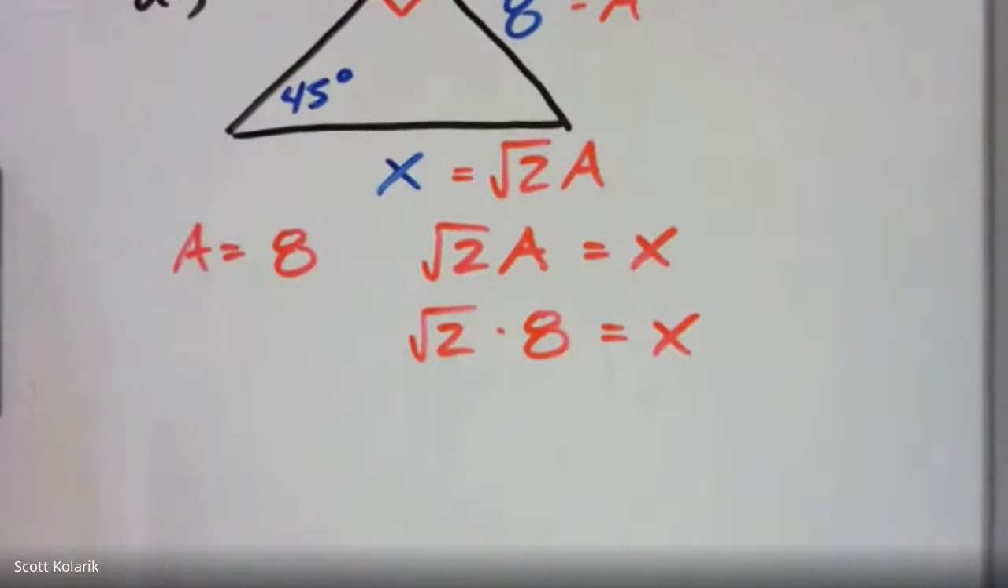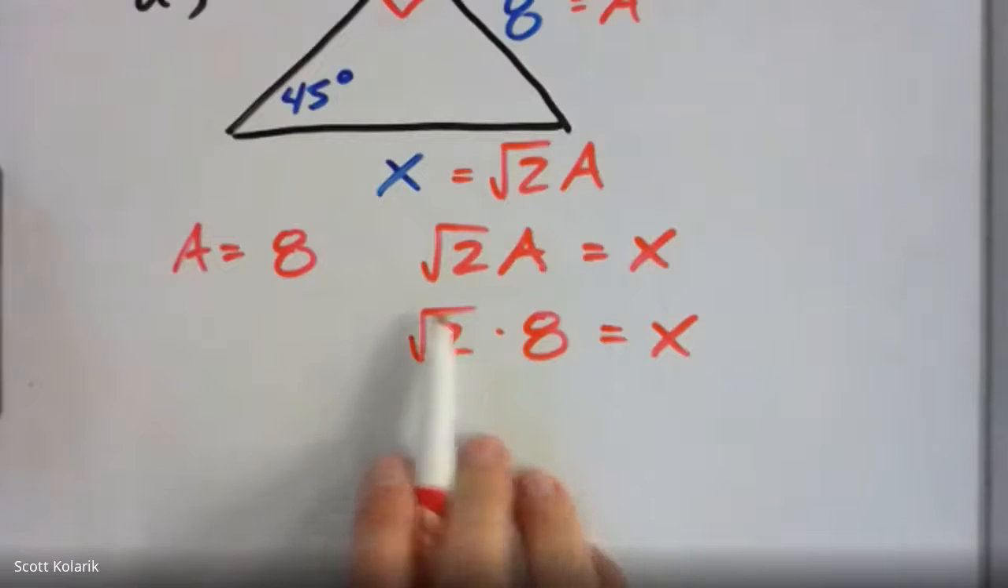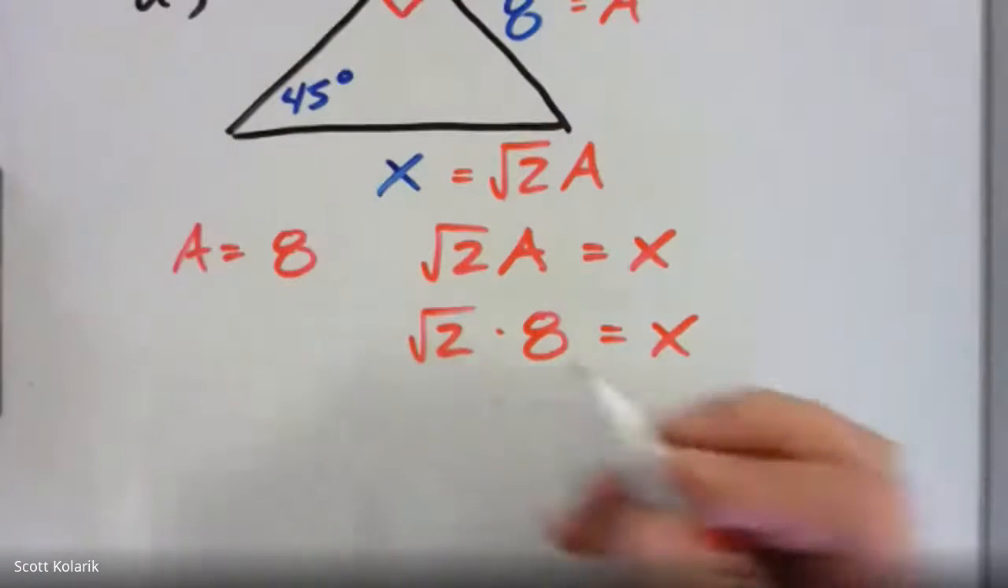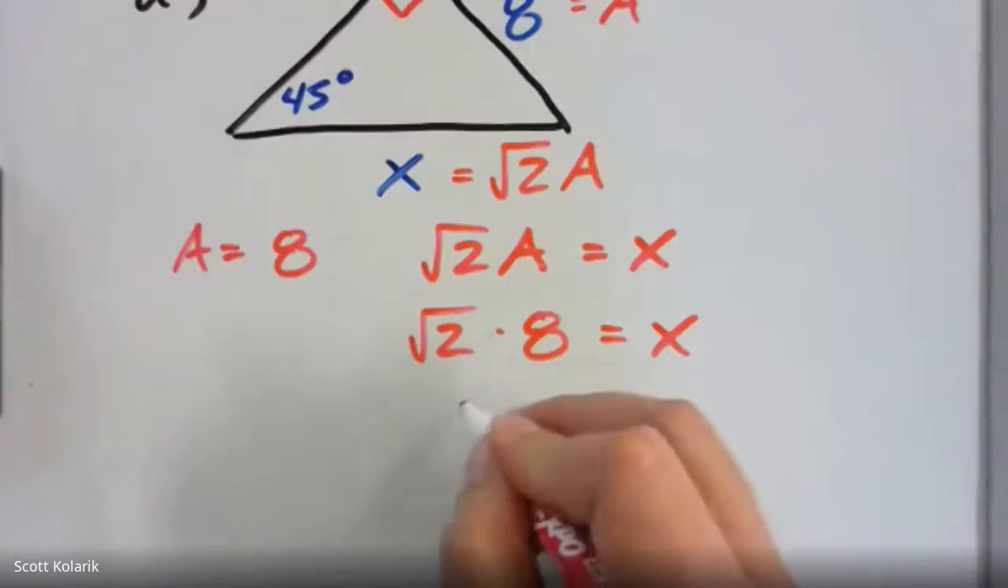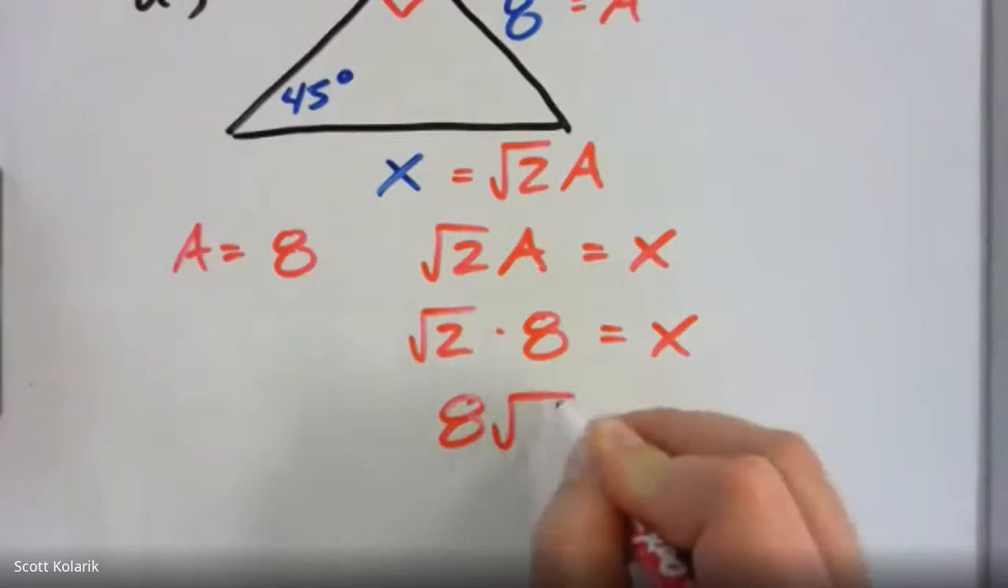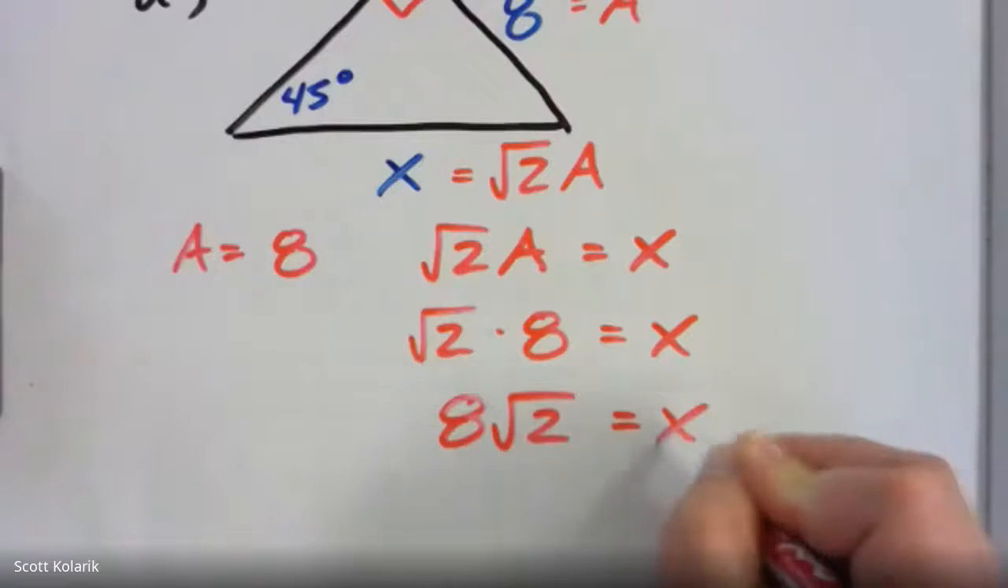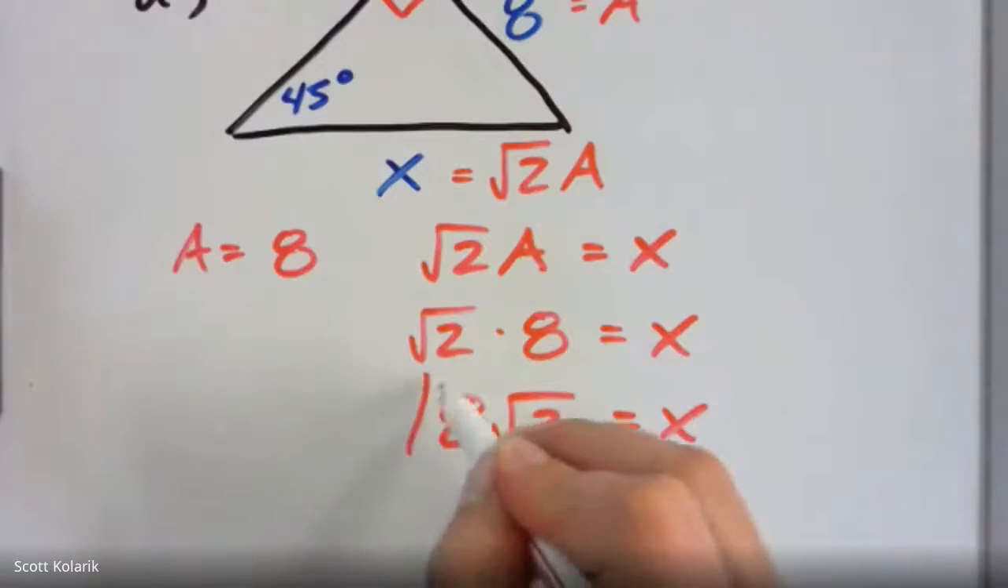Just to put it in the math order that you'll typically be seeing: anytime I have a radical, I would technically put that second. So this is technically my right answer right here, but just to reorder it, 8 times the square root of 2 is x. This is what we would call the exact solution.